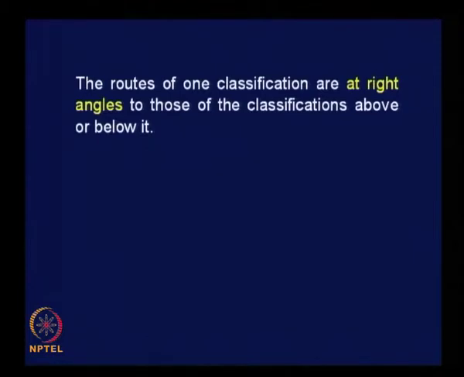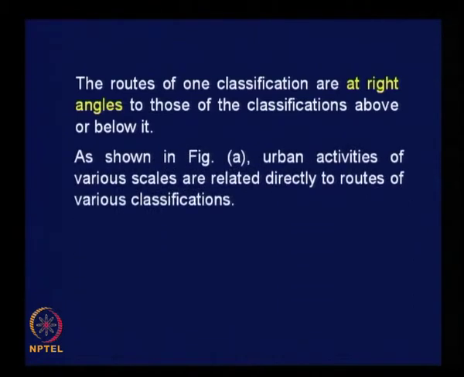To summarize, we have to say in this case the routes of one classification are at right angles to those of the classification above or below it. That is what we have seen, right. Then as we have seen in the figure, urban activities of various scales are related directly to routes of various classifications. There is no hierarchy to access different activity centers. You can independently access each of the activity centers from household.